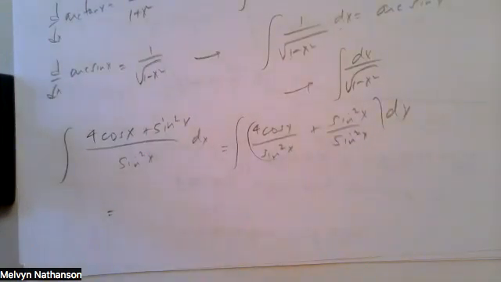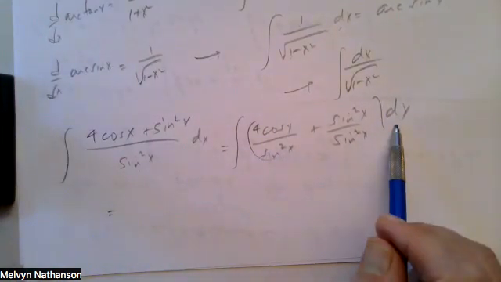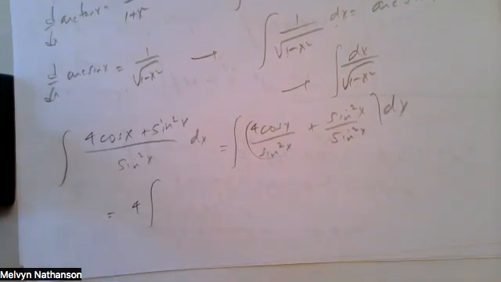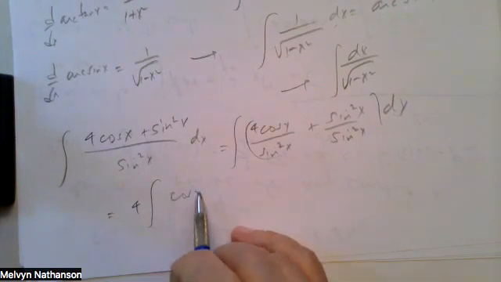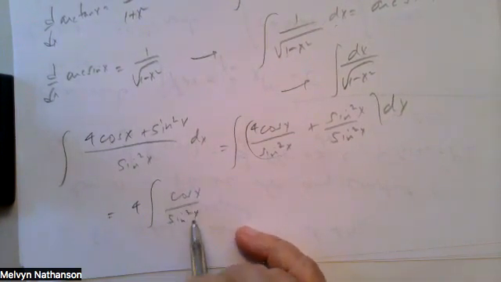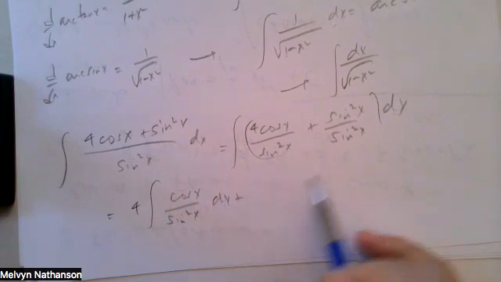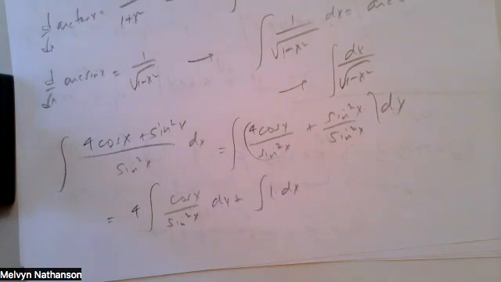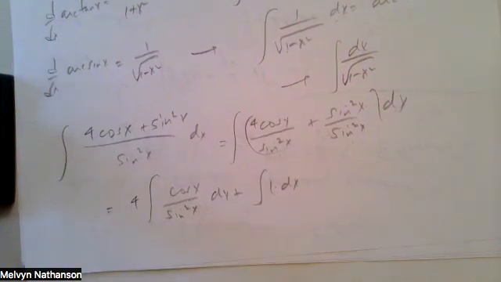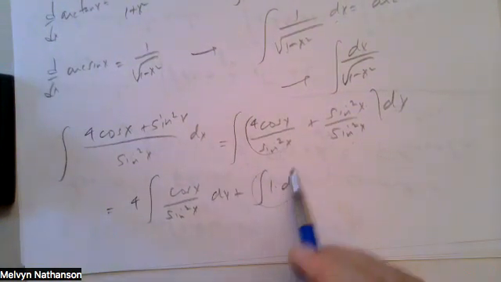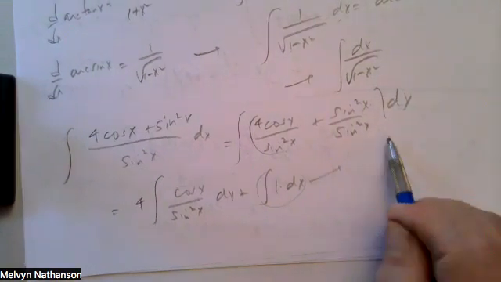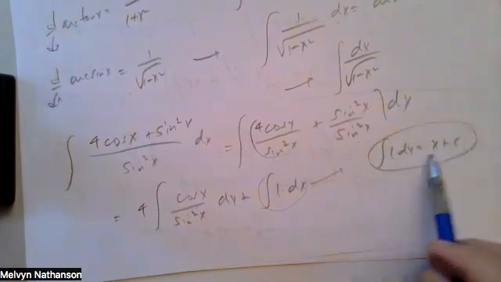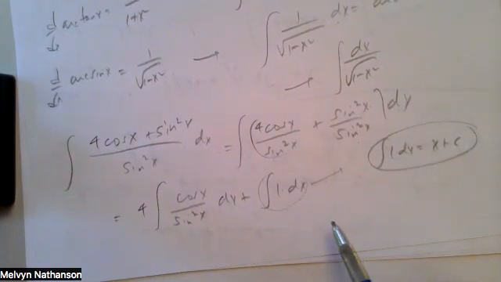So this is the sum of two integrals. It's this integral plus this integral. Here I can take the 4 outside. This is using the constant multiple rule. Cosine x over sine squared x dx. And sine squared over sine squared is 1, the integral of 1 dx. The integral of 1 is just x plus a constant. So if you differentiate x, you get 1.